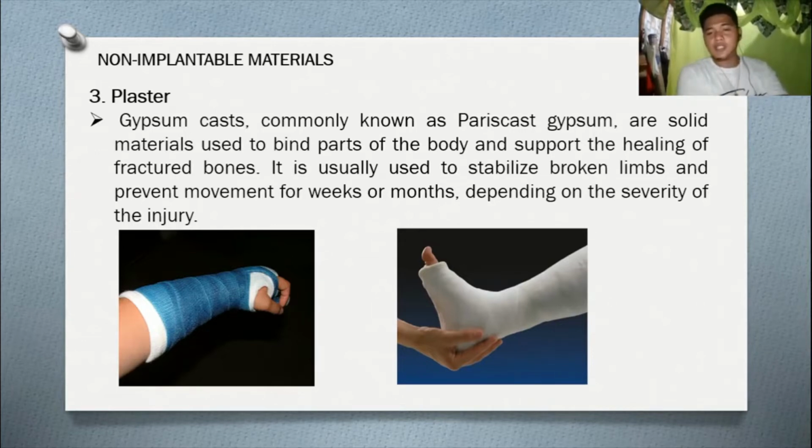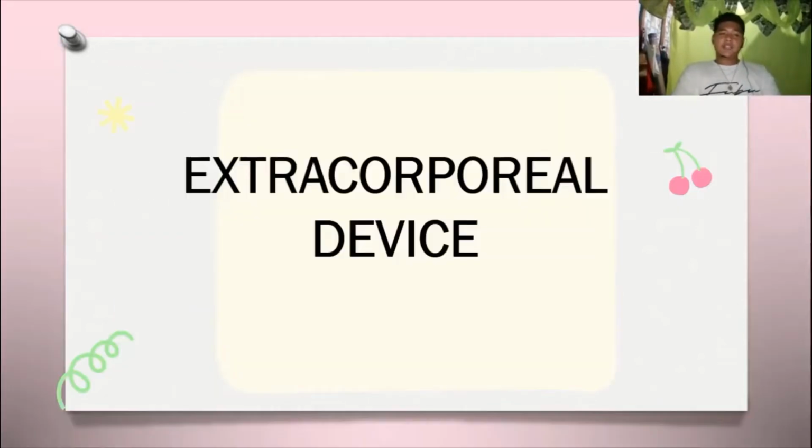It is usually used to stabilize broken knees and prevent movement for weeks or months, depending on the severity of the injury. The next classification is extracorporeal device.